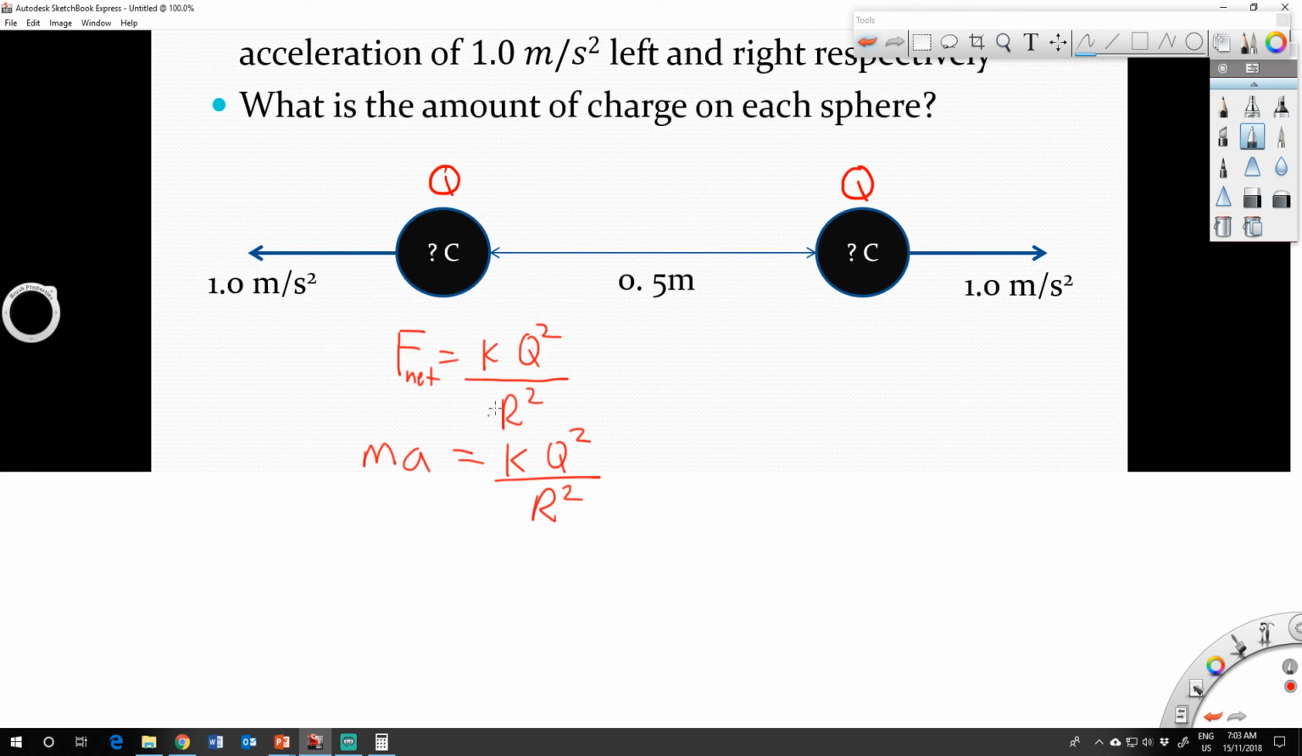I have a mass. Each sphere was 1 kilogram. They were accelerating at 1.0 meters per second squared. I'm glad I chose easy numbers. Coulomb's constant, 8.988 times 10 to the 9. Q, we don't know what Q is because we're asked to find it. And they are separated by half a meter.